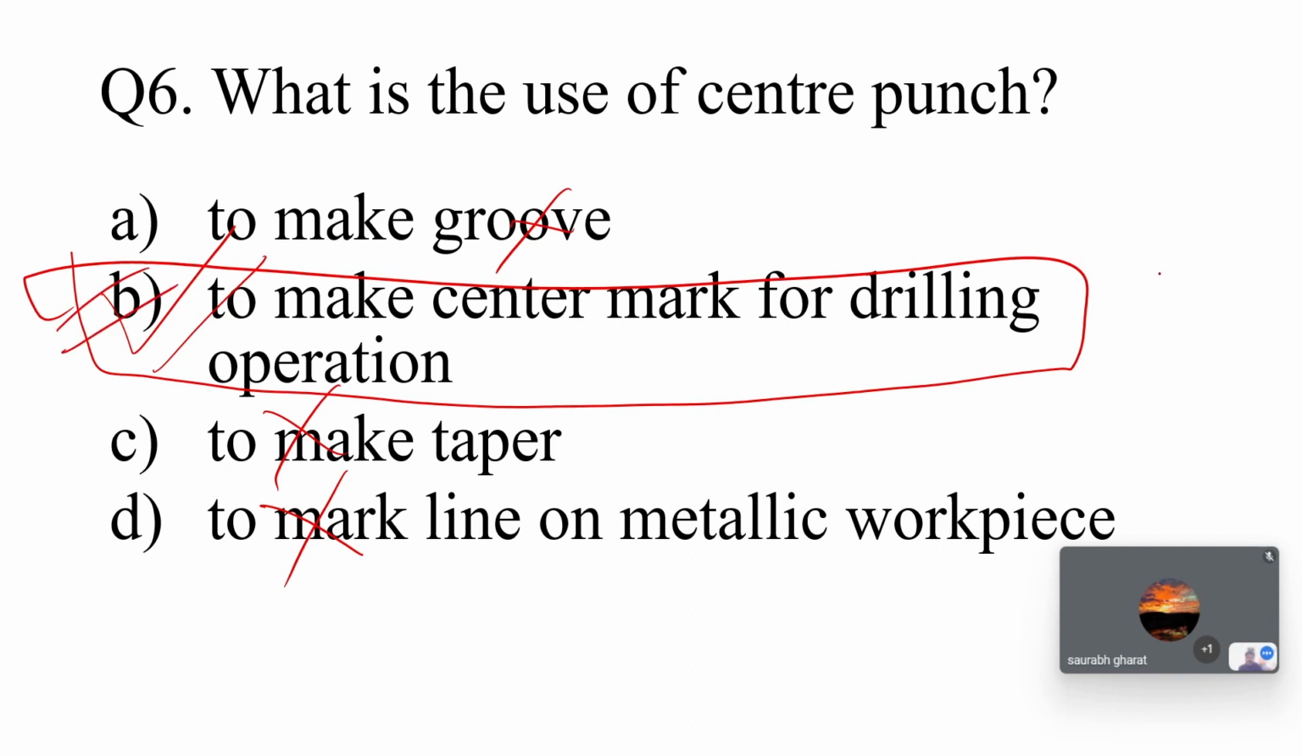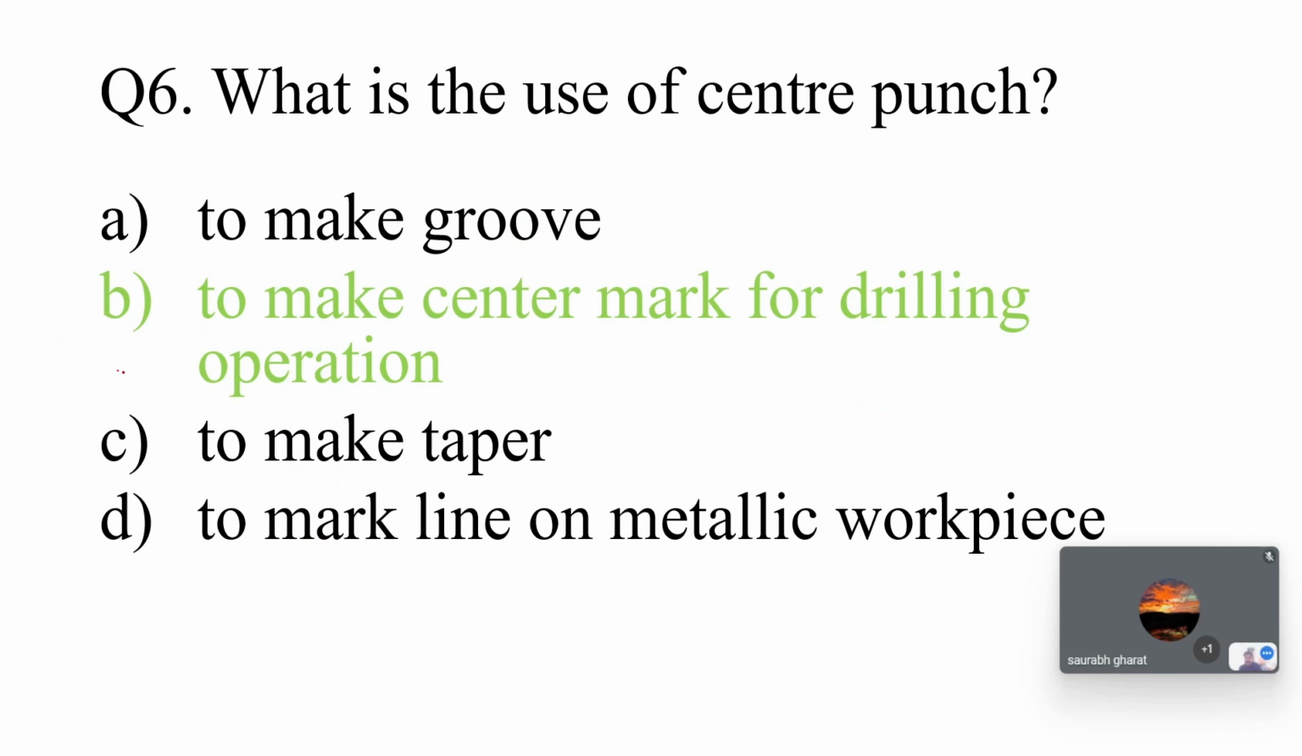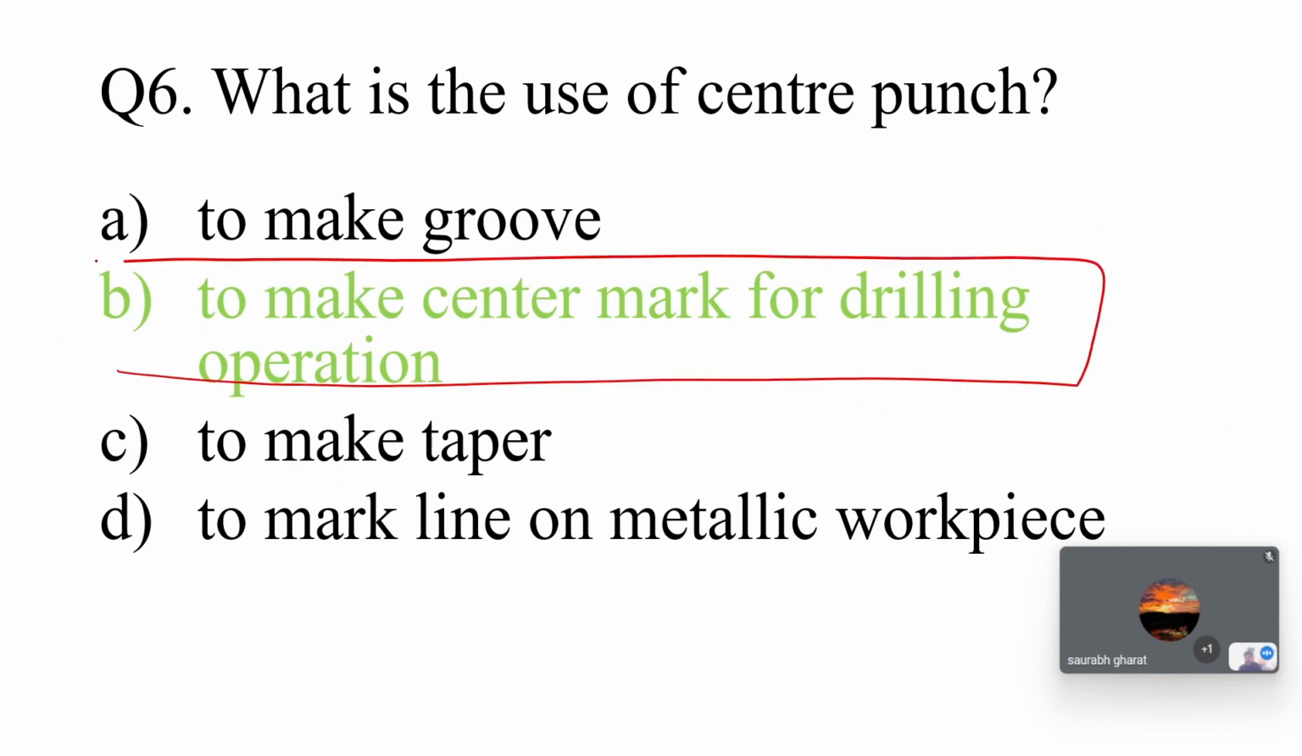Due to this you can start the drilling process, otherwise it will be very difficult to start drilling. So this center punch is used to create a small hole, a mark, where we can guide the drill tool. It is used to guide the drilling tool, and that's why it is used. This is the correct answer: to make a center mark for a drilling operation.